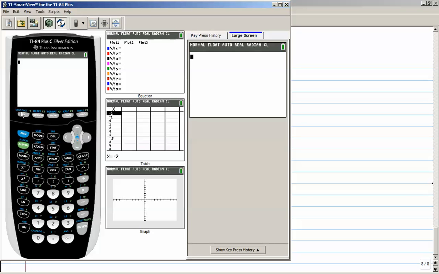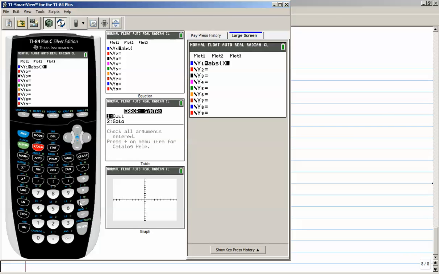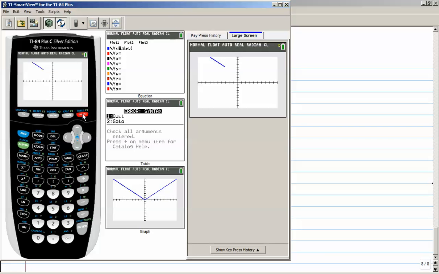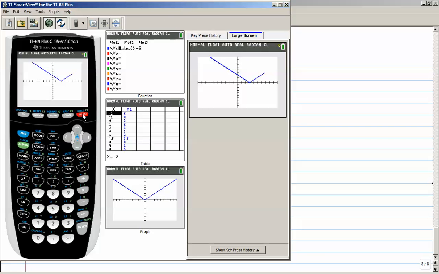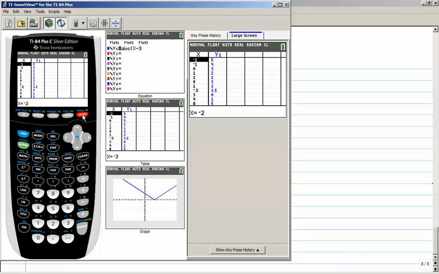Okay, so I'll go to y equals, and I'll go to Math, arrow over to number, and there's absolute value. So I'll put that in there, and then I'll do x minus 3. And I don't need to worry about closing parentheses, and I can just hit graph. That gives me my graph, and remember, if you would like to see your table of values, you can do second graph, and it will show you your table of values.